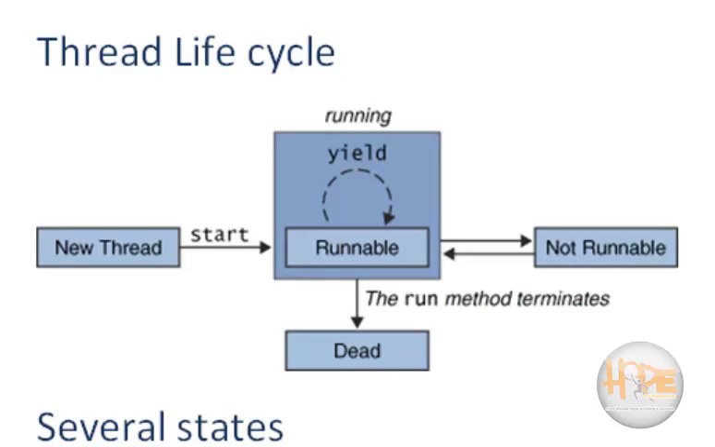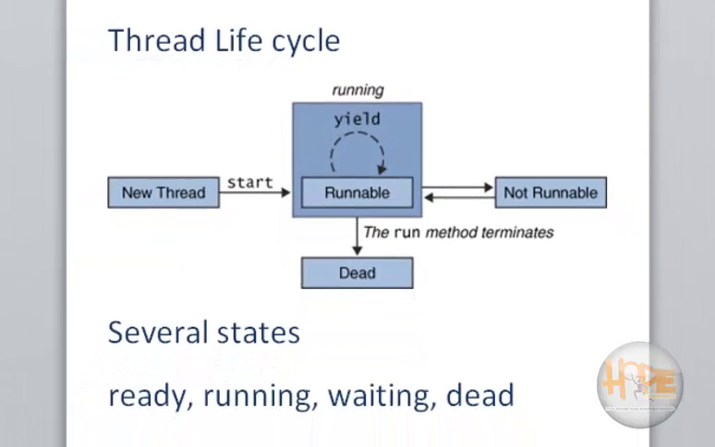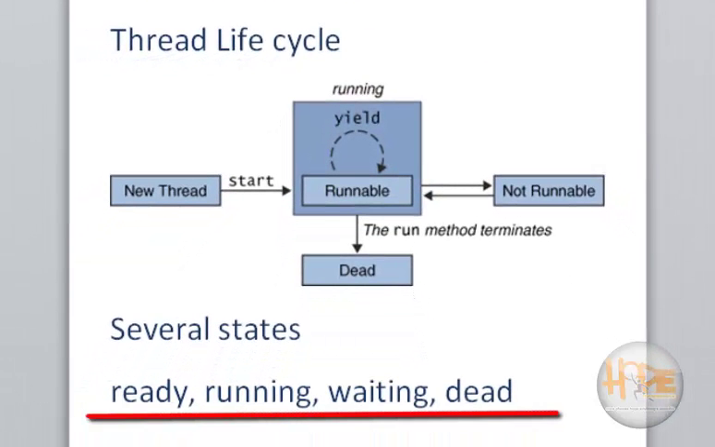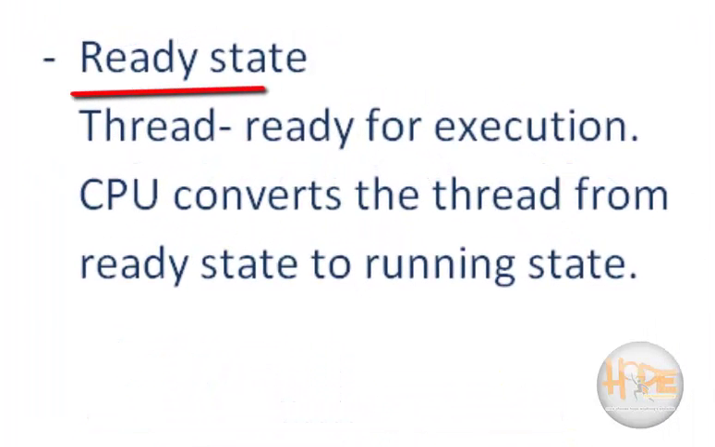Now let's take a look at the thread lifecycle. A thread may be in any of the states like ready state, running state, waiting state or dead state. First, ready state. If a thread is ready to execute, it means it's in ready state. When the thread gets access to the CPU, it turns from ready state to running state.